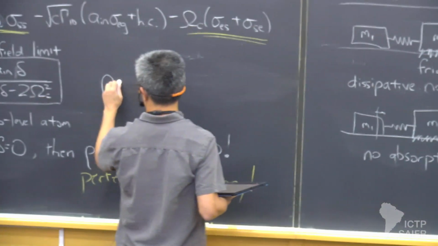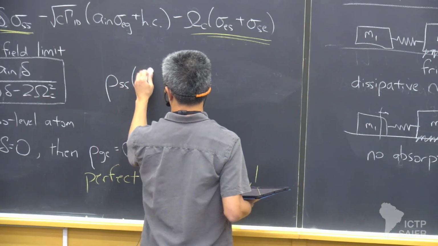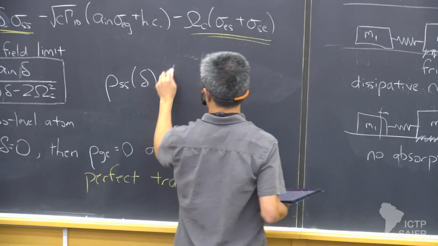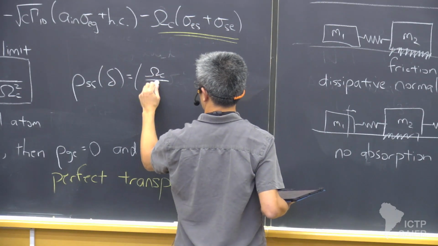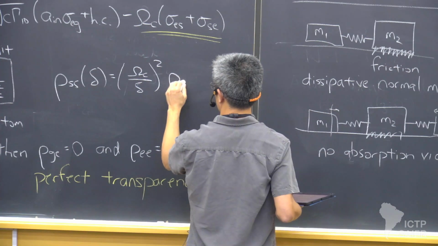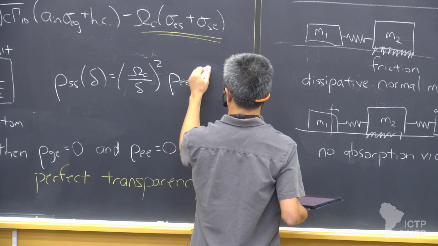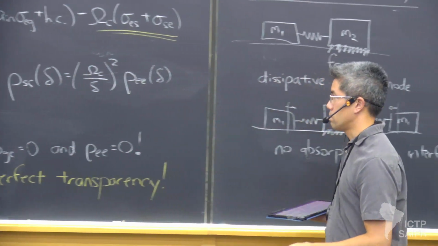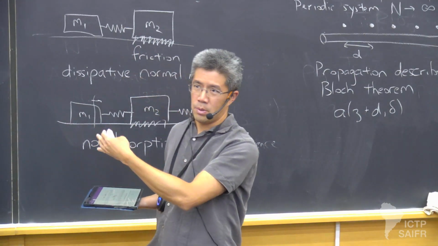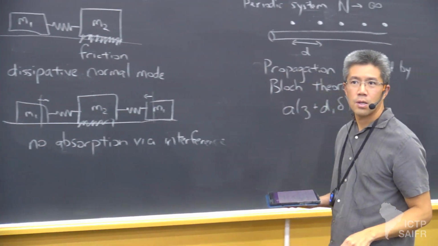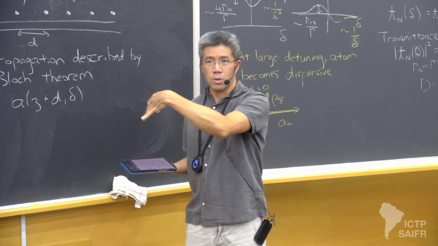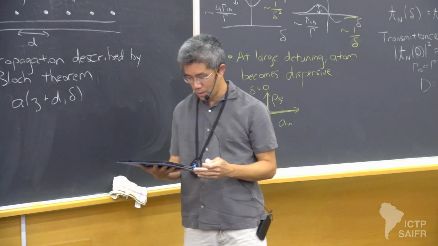So I could write down the population in state S. That turns out to be equal to omega c squared over delta squared omega EE. In this form, it's a little bit abstract. I'll later tell you what the population is in more physical terms. I only solved part of the density matrix, but in principle, you could write down all the components.